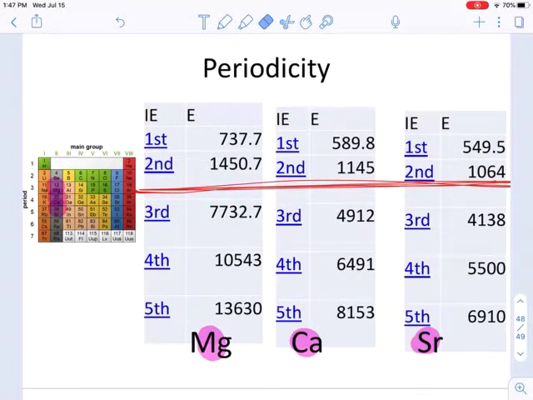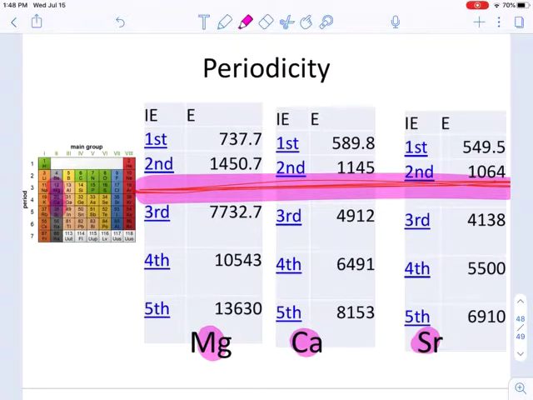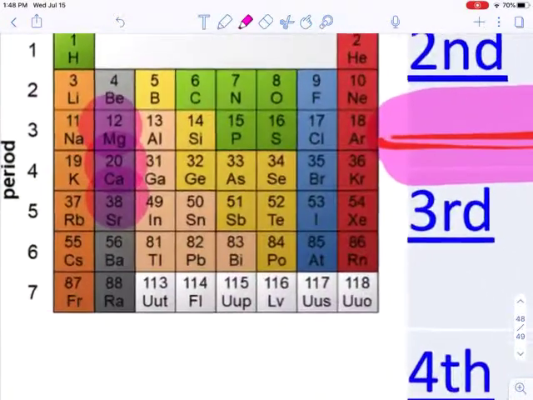An enormous jump. Same thing here. A sizable jump between 1 and 2, but then an enormous one between 2 and 3. Same way for here. A sizable one between 1 and 2, but then an enormous one between 2 and 3 there. So, consequently, each of these guys is in the second valence.